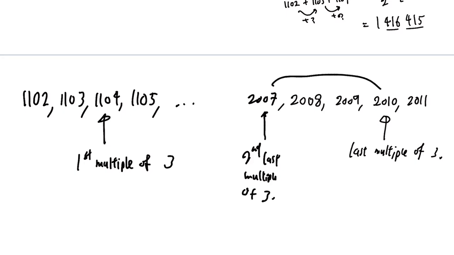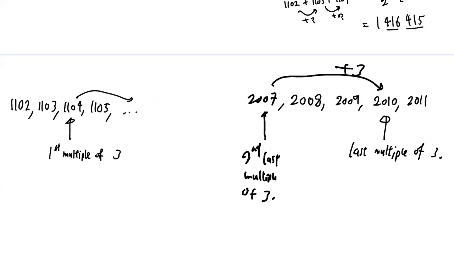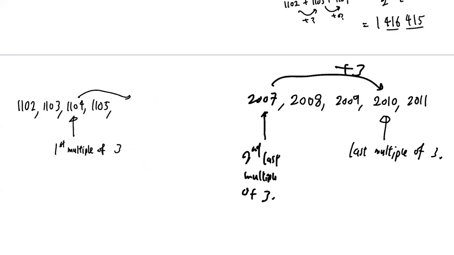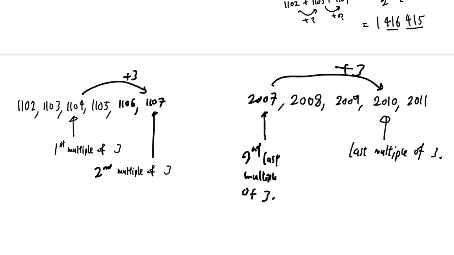Can you see that? Okay, then plus 3. Maybe I'll just show one more number, the second multiple of 3. Is that okay? Then now our goal is to figure out the sum of all these numbers: 1104 plus 1107 plus ... plus 2007 plus 2010.